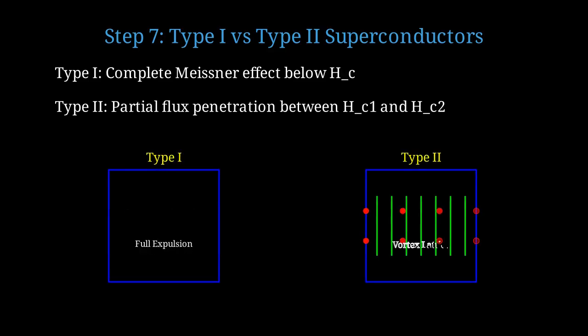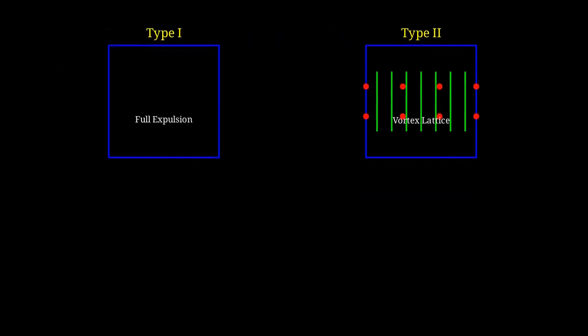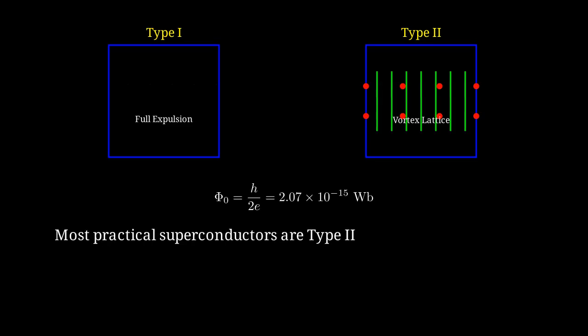Type 1 superconductors on the left completely expel all flux. Type 2 superconductors on the right can allow flux penetration in the form of quantized vortices, each carrying one flux quantum. Each vortex carries exactly one flux quantum phi 0 equals h over 2e, which equals 2.07 times 10 to the negative 15 Weber. This is a fundamental quantum of magnetic flux. Most practical superconductors, including all high-temperature superconductors, are type 2. They can sustain much higher magnetic fields before losing superconductivity completely.